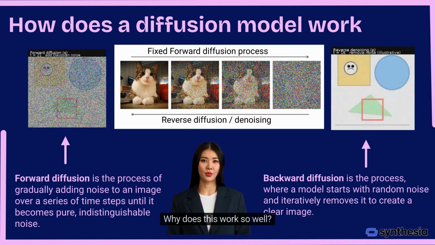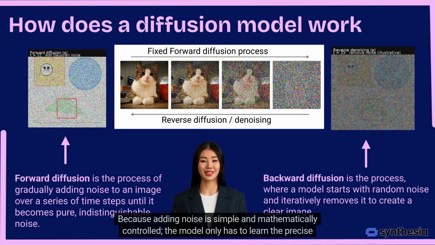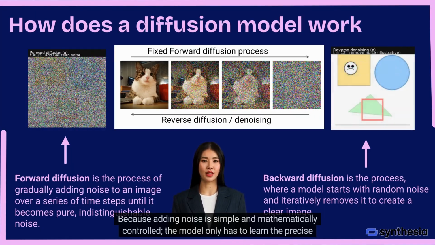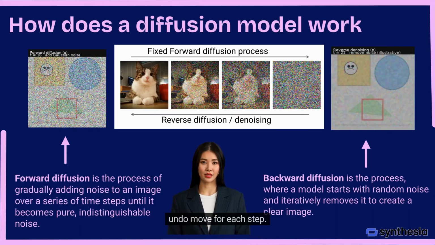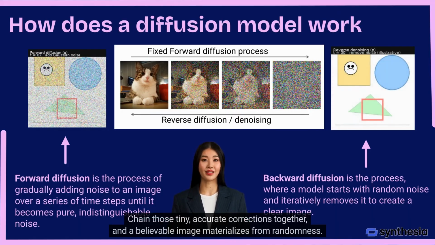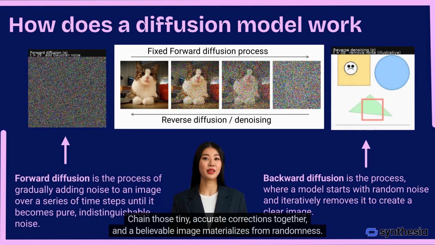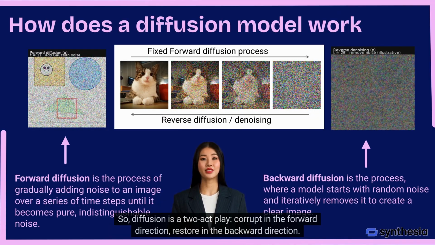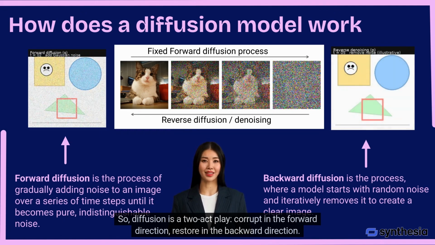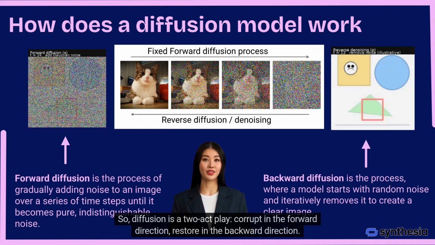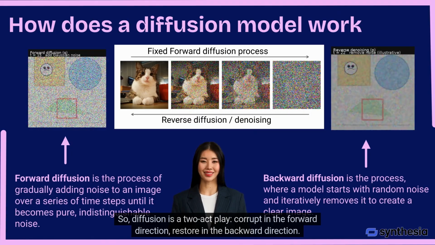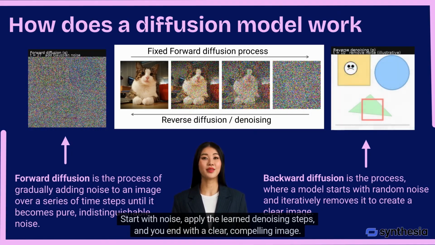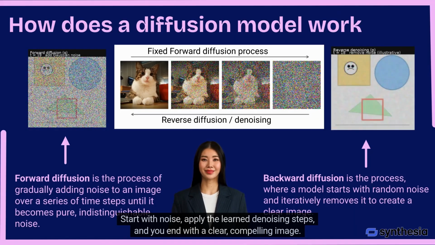Why does this work so well? Because adding noise is simple and mathematically controlled, the model only has to learn the precise undo move for each step. Chain those tiny, accurate corrections together, and a believable image materializes from randomness. So, diffusion is a two-act play: corrupt in the forward direction, restore in the backward direction. Start with noise, apply the learned denoising steps, and you end with a clear, compelling image.